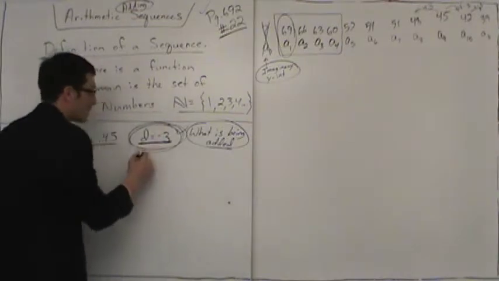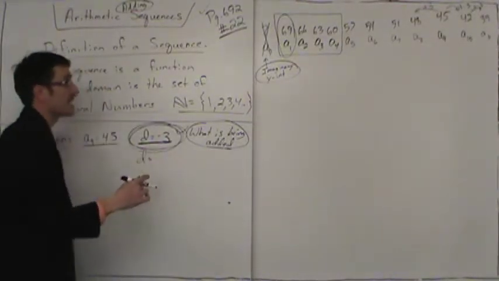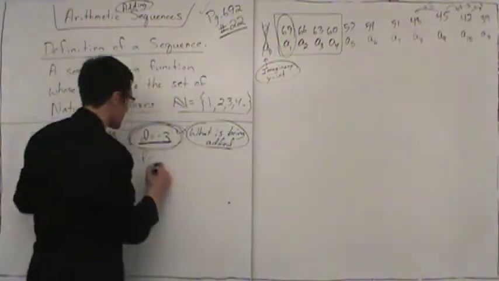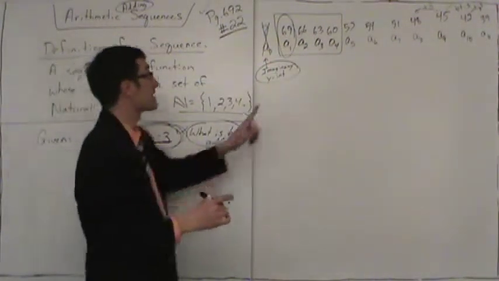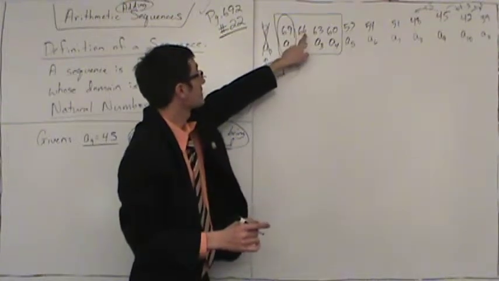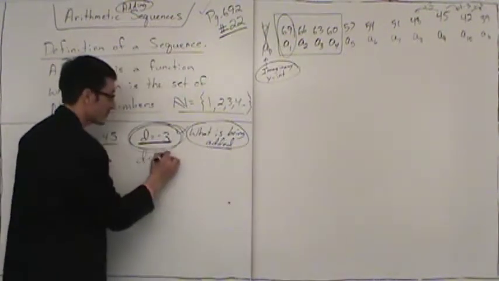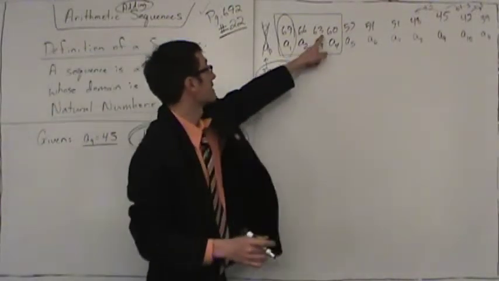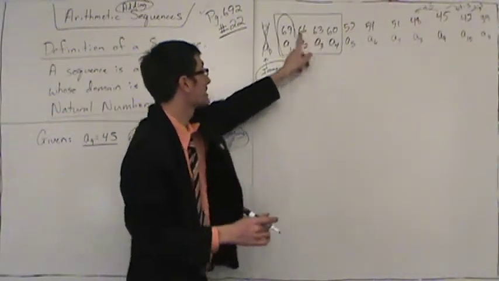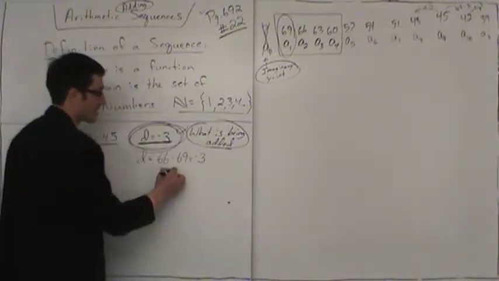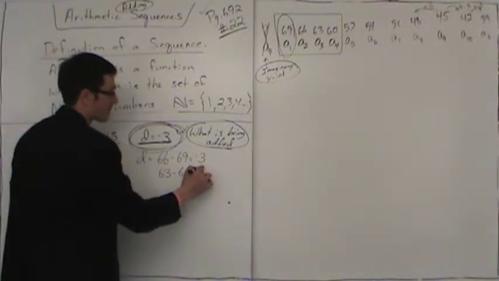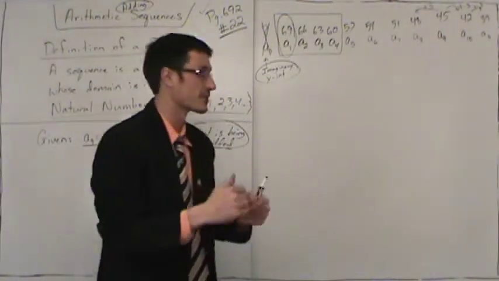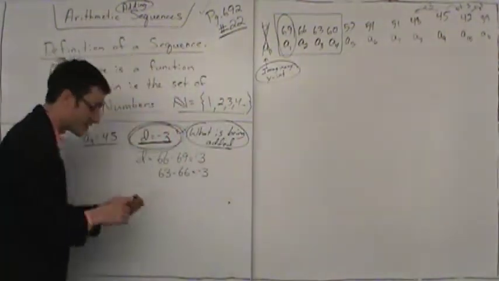If you had to find the common difference, remember it is found by taking any two terms and subtracting. So we can take the second term, subtract the first: 66 minus 69 gives negative 3. Or you could take the third and subtract the second: 63 minus 66. Any of these will give negative 3. So take any two terms, second term minus first term, and this will give the common difference if you had to find it.